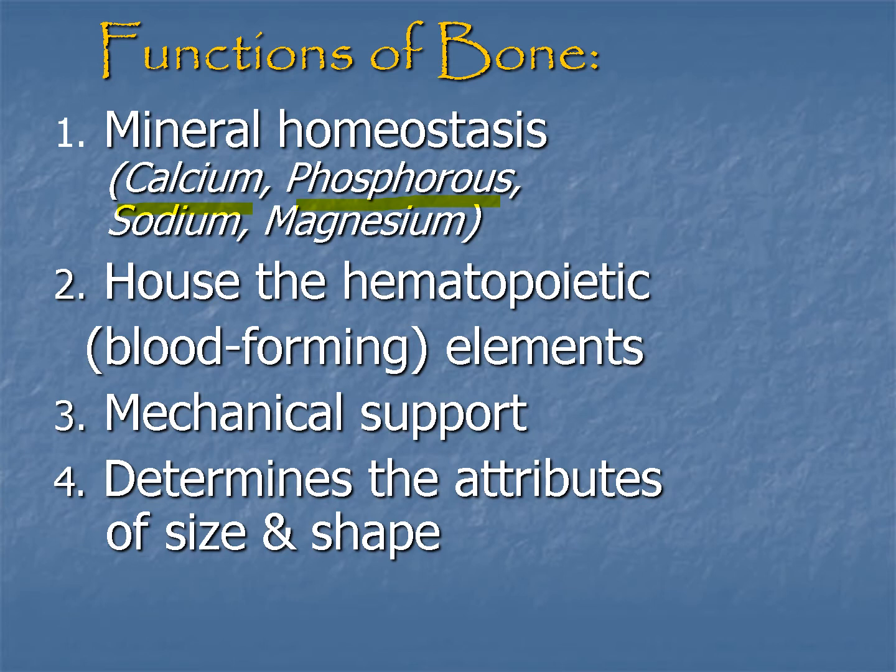So what is mineral homeostasis? For example, if you are running low on calcium, your body will take some calcium from your bone and put it in the blood. If, for example, you ate a lot of cheese, so you have a lot of calcium in your blood, and the body doesn't know what else to do with the calcium, it deposits it in your bone.